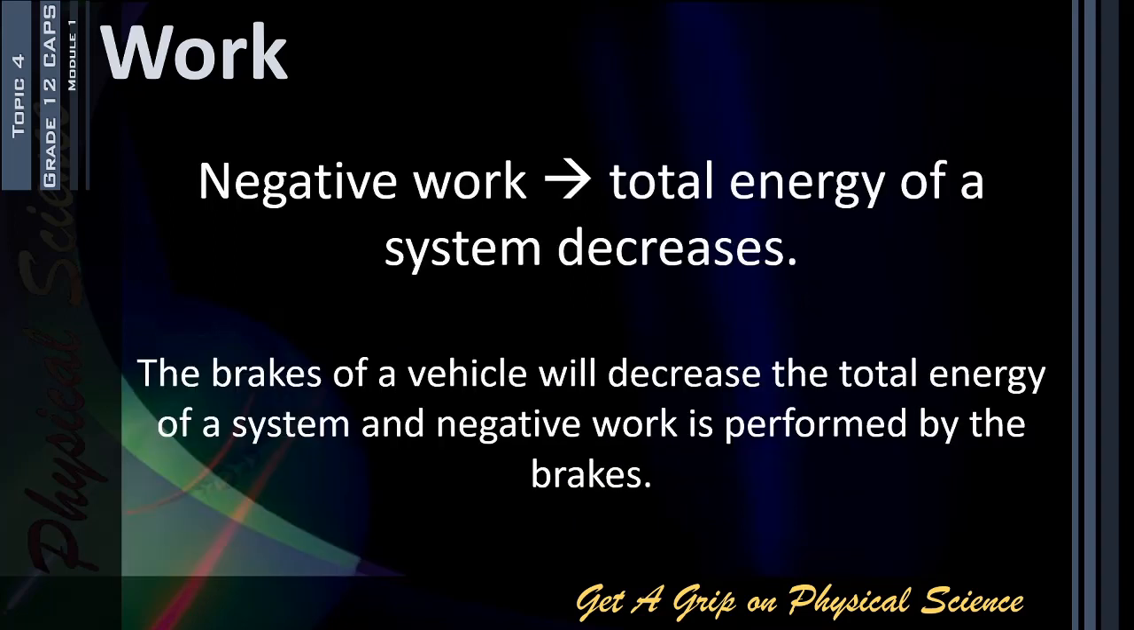Negative work is when the total energy of a system decreases. An example will be the brakes of a vehicle that will decrease the total energy of the system because negative work is done onto the system. Another example will be friction, because friction is always opposite to the displacement of an object. Therefore, friction will also always do negative work.